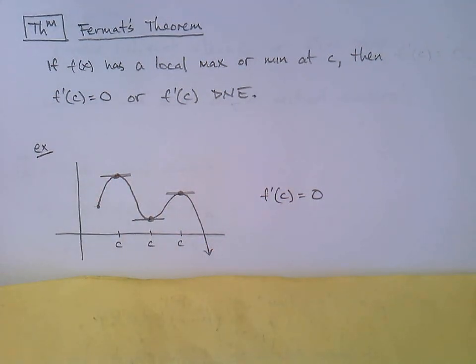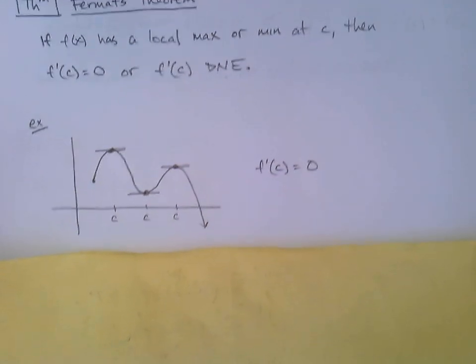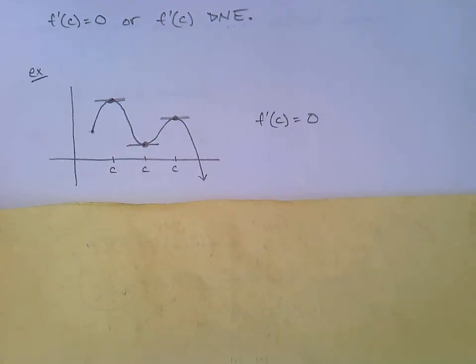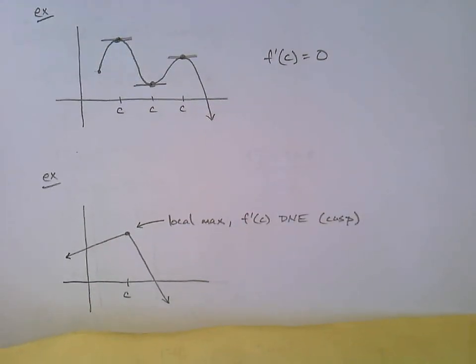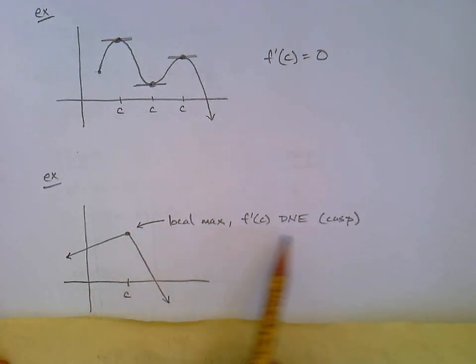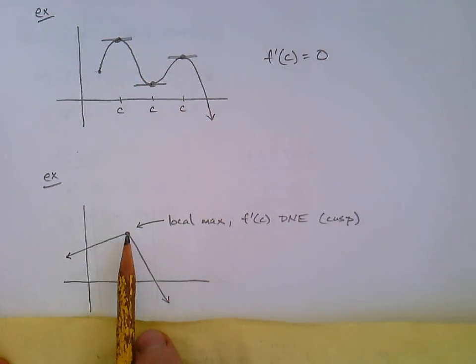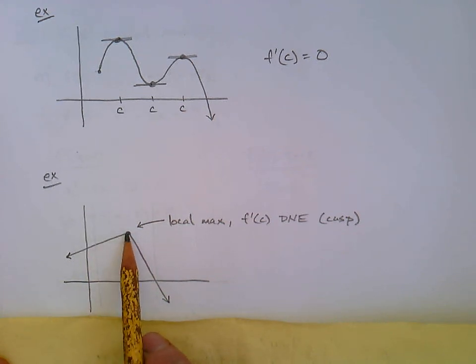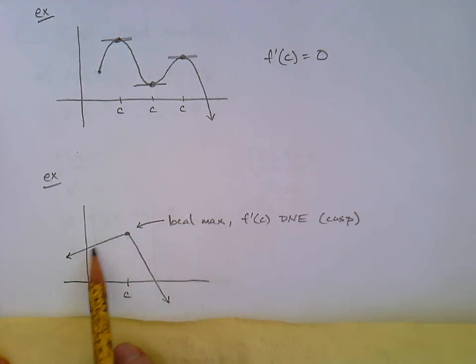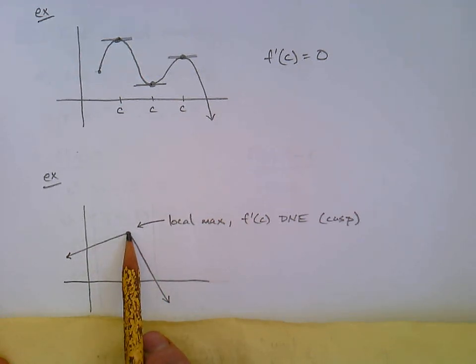F prime c does not exist. Let's see an example like that. When would f prime c not exist? Well, here's a drawing. Let's just go ahead and scroll that up. What if you had something that wasn't so smooth and rounded, right? What if you had this sharp corner, or technically we call it a cusp? So this would be like a piecewise function. You got this line coming up there, and then this other line coming down. They meet there. So it is continuous, but it's not differentiable because of the cusp.